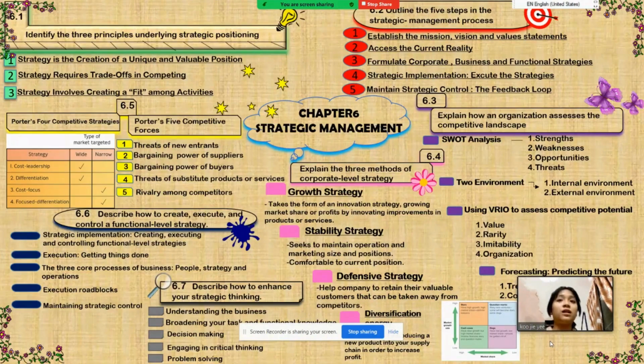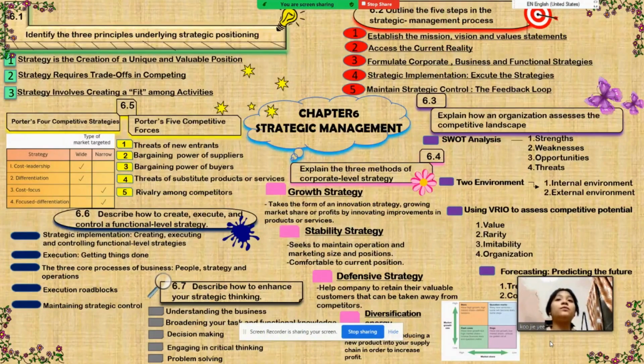Last but not least, a defensive strategy is a grand strategy that involves reduction in the organization's efforts. This strategy helps companies to retain their valuable customers that could be taken away by competitors. It can attempt a turnaround or do something restrained with a view towards restoring profitability. That's all for the three methods of corporate level strategy.